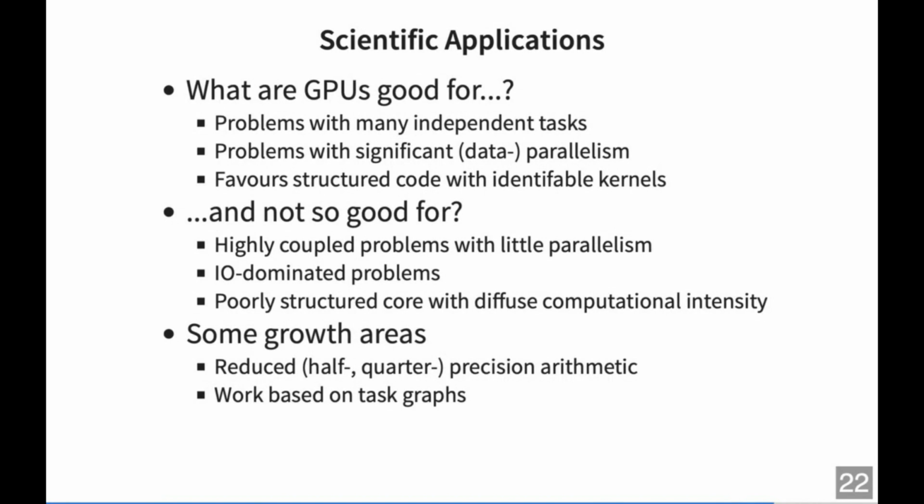So there may be problems for which GPUs do not have so much to offer. If you have little parallelism, you may struggle. If you have a lot of I/O, GPUs don't solve that issue. I have nothing much really to say about that. If your code is poorly structured and you can't identify these kernels where most of the computational effort is going, again, you may struggle.